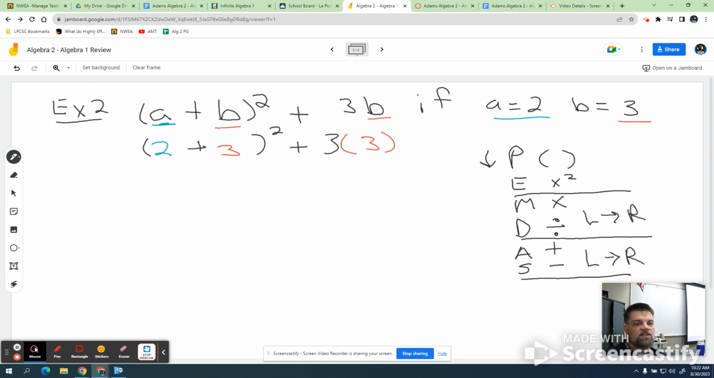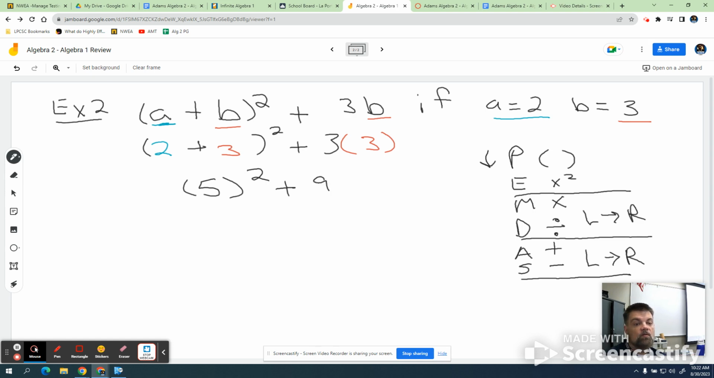So anyways, parentheses is the first thing. So I'm going to add up what's inside the parentheses. What's that? 5. So 2 plus 3 is 5. Everything else stays the same. Now, if you want to, this is a separate expression over here. We can multiply that out. What's 3 times 3? 9.